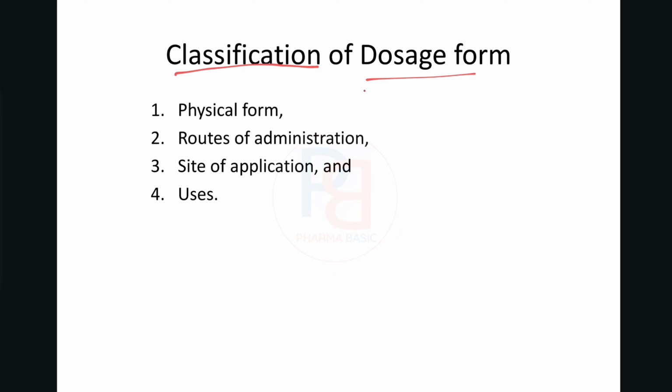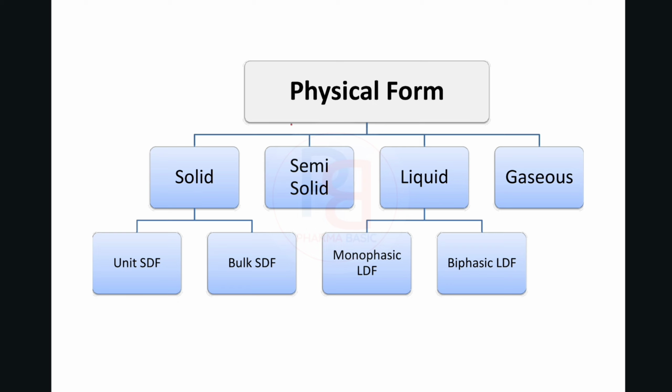Dosage forms are classified into many types on the basis of physical form, on the basis of route of administration, on the basis of site of application, and on the basis of uses. Now we are first going to discuss the physical form. According to physical form, dosage forms are classified into mainly four types: solid dosage form, semi-solid dosage form, liquid dosage form, and gaseous dosage form.